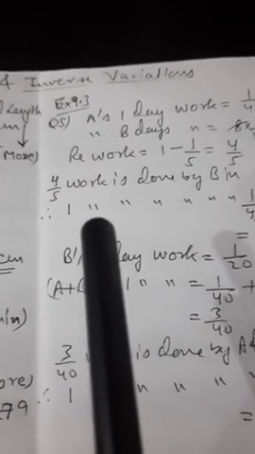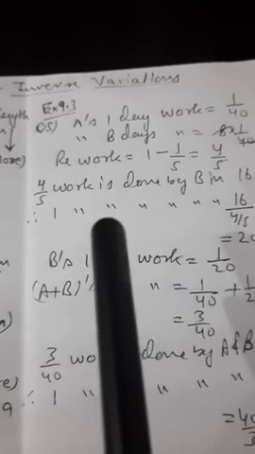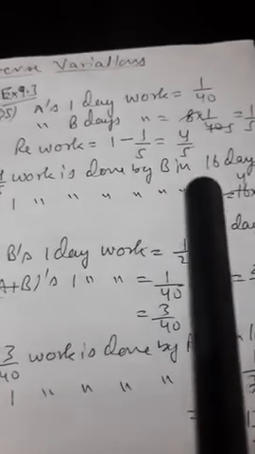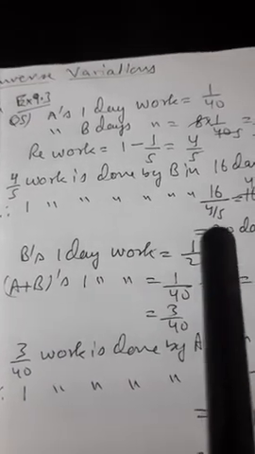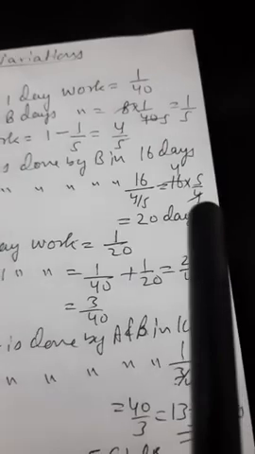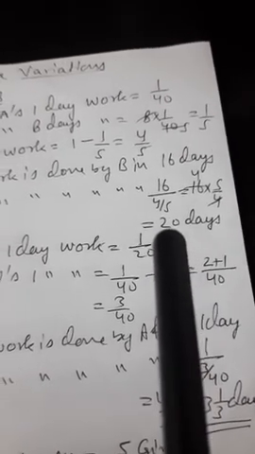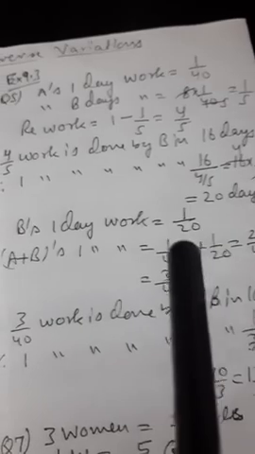Therefore, one work, that is total work, can be done by B in, by the unitary method, 16 upon 4 upon 5, which when we calculate we get 20 days. So that means B can complete the whole work in 20 days. So B's 1 day work now will be 1 upon 20.